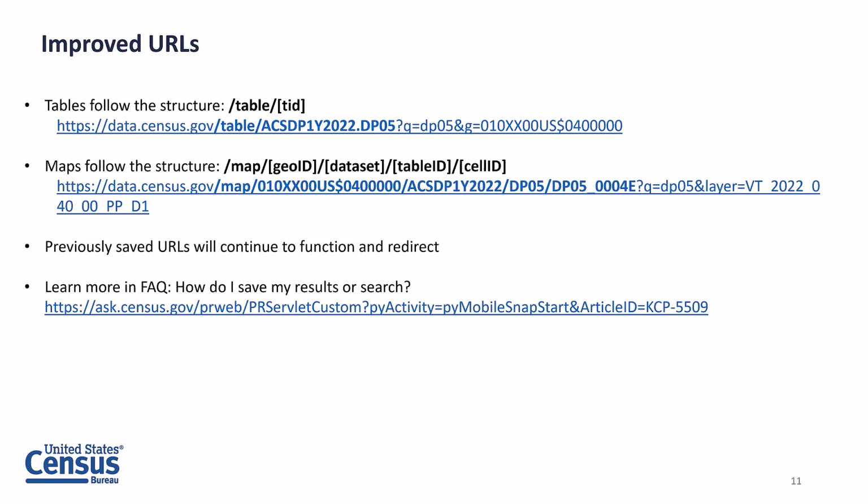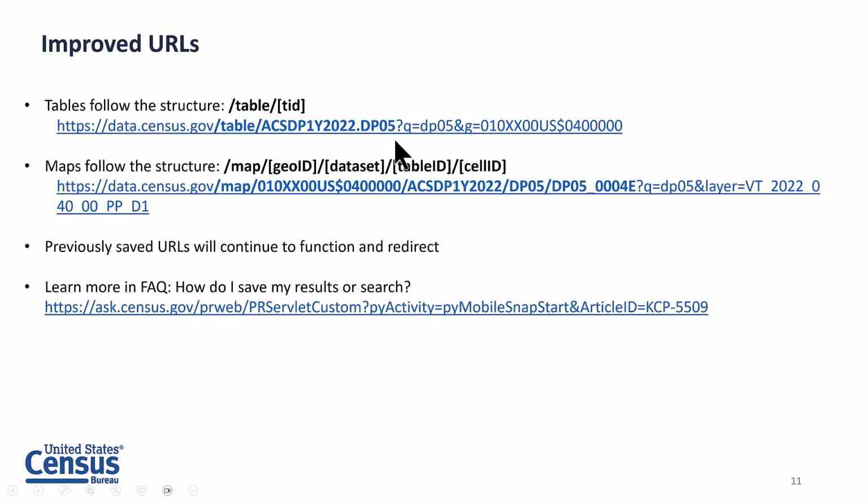Also, we added improved URLs. For table URLs, you'll now notice that they follow the pathway data.census.gov/table/ and then it will have the TID. That's the fully qualified table ID. It includes the data set, in this example, the American Community Survey data profiles 1 year, the vintage 2022, and the table ID DP05.